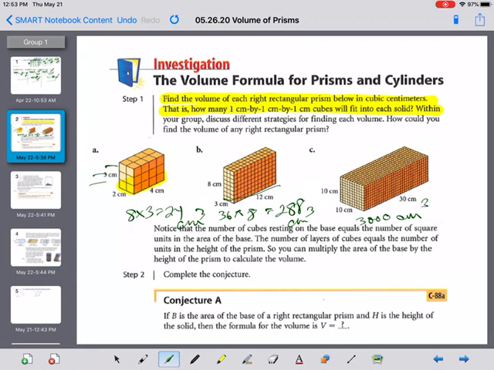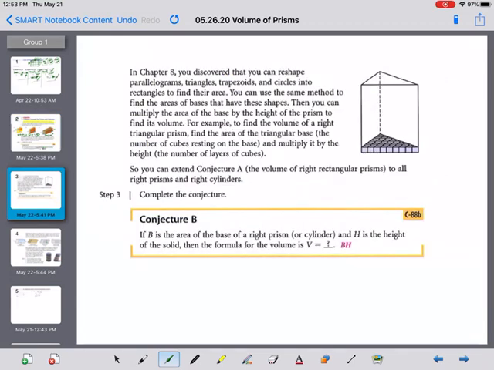So if B is the area of the base of a right rectangular prism and H is the height of the solid, then the formula for the volume is V equals capital B, area of the base, times capital H, the height. So here the height was 10, and then the area of the base was 300.